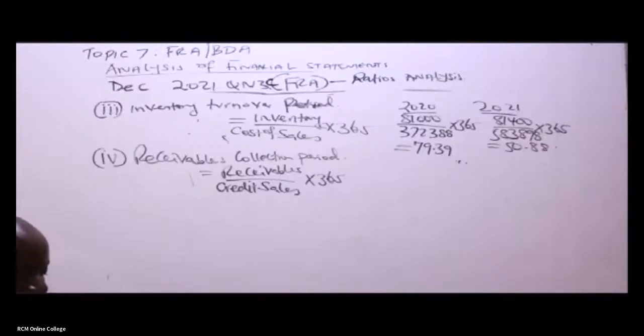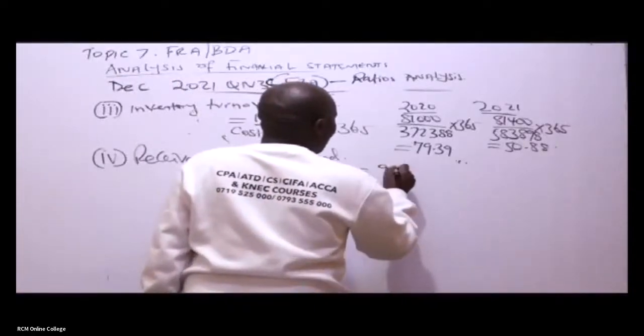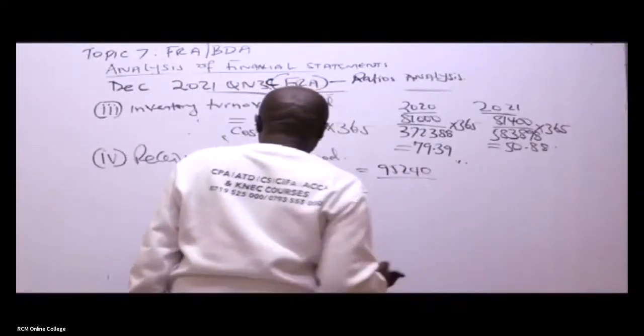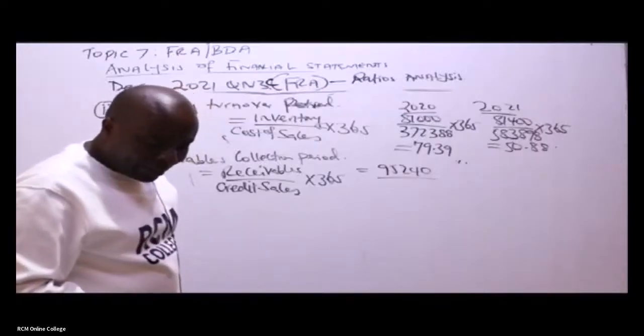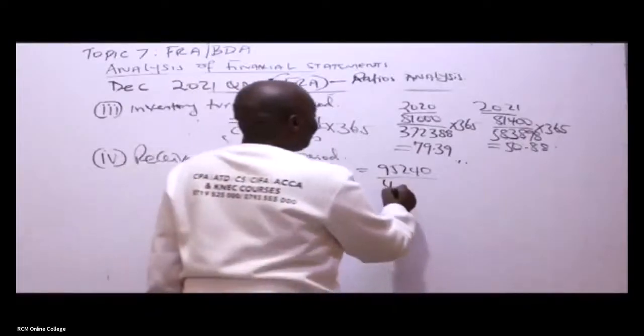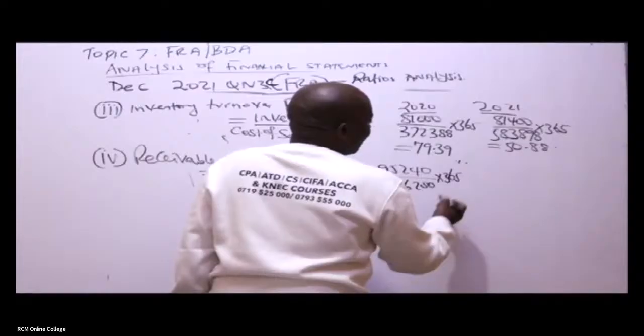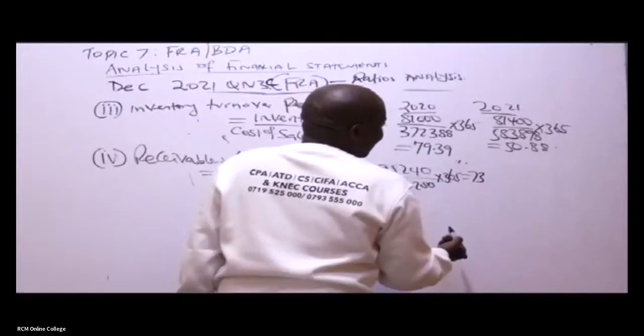Great. So remember, in terms of receivable days or receivable collection period, you take the receivables. I can see there in 2021 we had 95,240, divided by the entire sales, which happens to be on credit, 476,200, times 365. So this one ends up giving us 73 days.